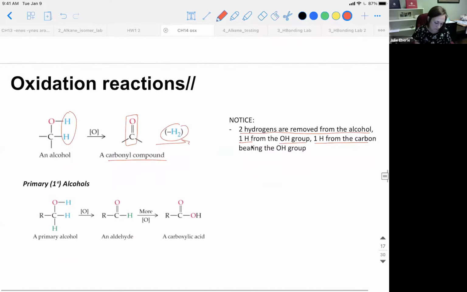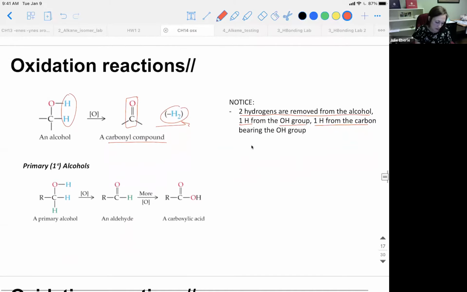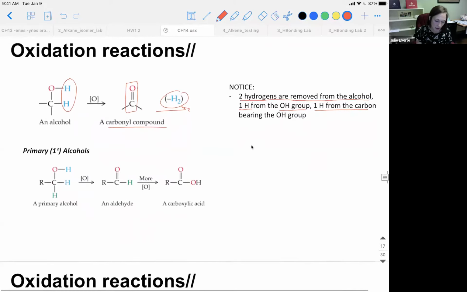All right. So let's break this down. We know we can have primary, secondary, or tertiary alcohols. You're going to get slightly different things depending on what kind of alcohol you have when you oxidize it.